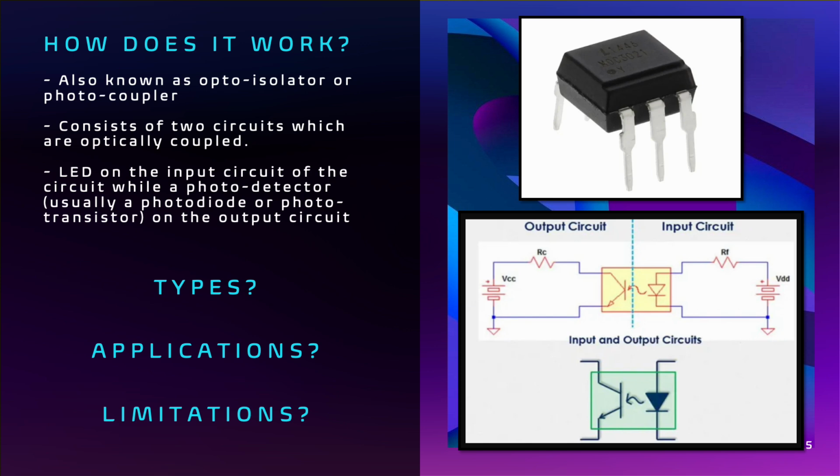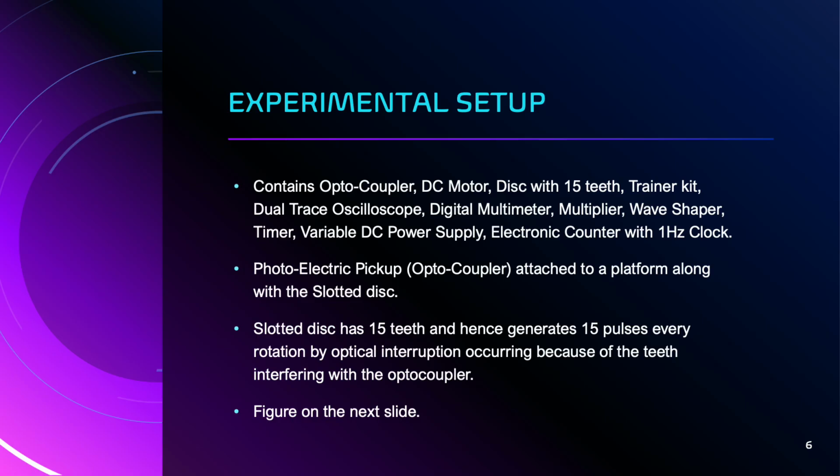Now moving on to the experimental setup for this experiment. Now we will be discussing the experimental setup and the components required to conduct this experiment. So the first component required is the optocoupler. It is a photoelectric sensor that detects changes in light intensity as mentioned before.